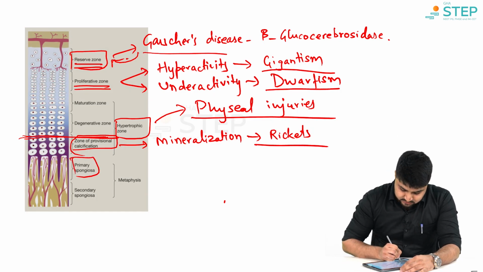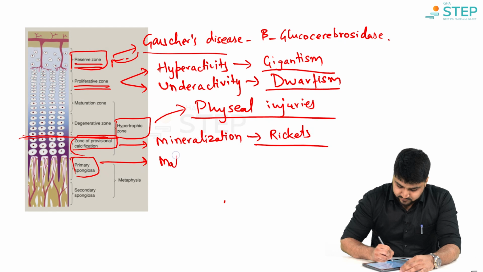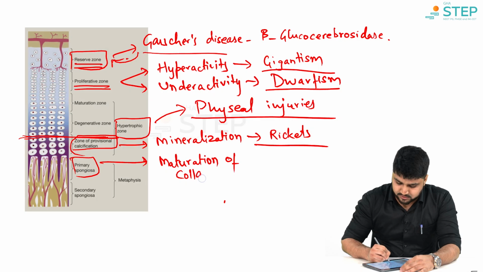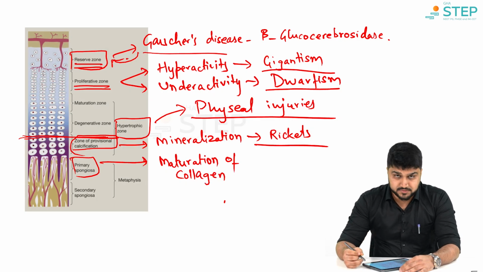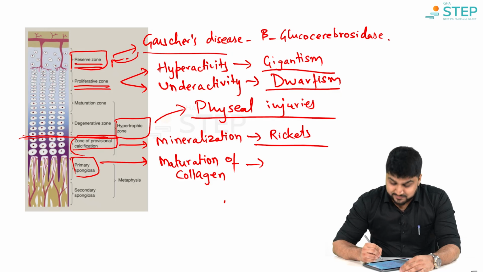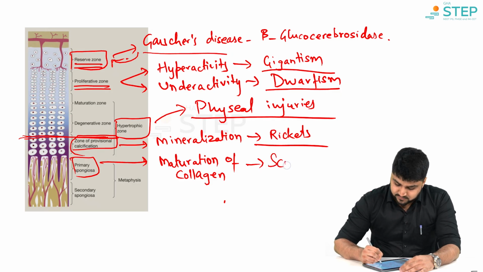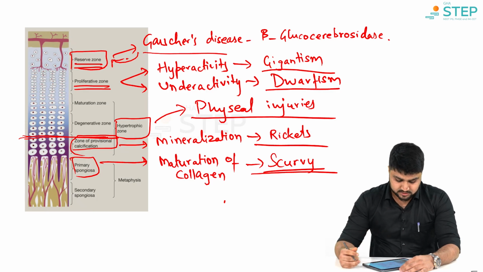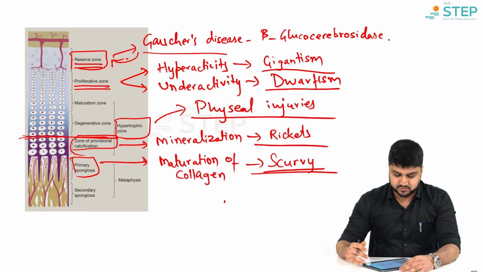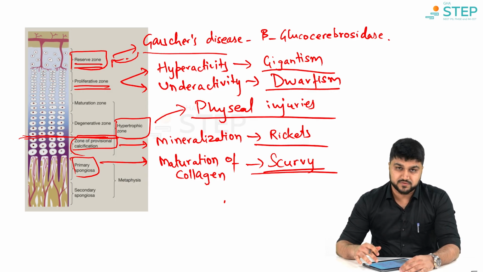In the primary spongiosa, we have a maturation of collagen. Any disorder that results in defective collagen maturation will affect this zone, and as we know, vitamin C deficiency or scurvy affects collagen metabolism, and hence scurvy will affect the region of primary spongiosa. So, these are the different diseases that are associated with different regions of the physis.